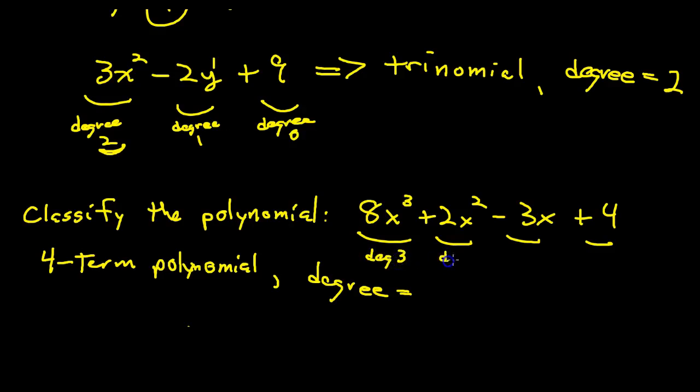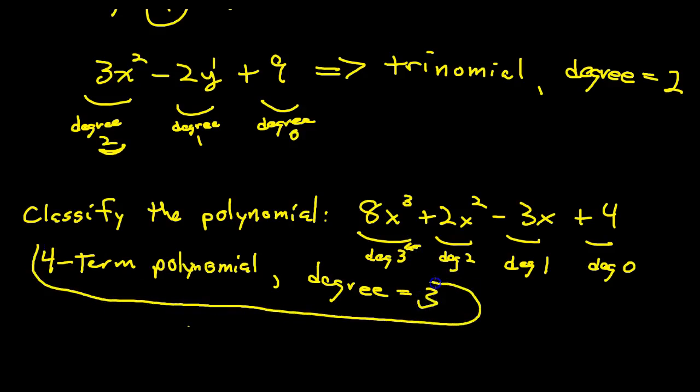The second term has degree 2 because the 2 is the exponent on that variable. This third term is degree 1. And this last term is a constant that's degree 0. So clearly the highest degree I see in this sum is degree 3, so I claim that is the degree of the polynomial. So I call this a 4-term polynomial of degree 3.